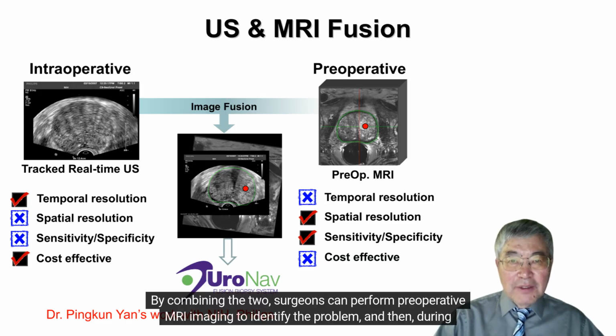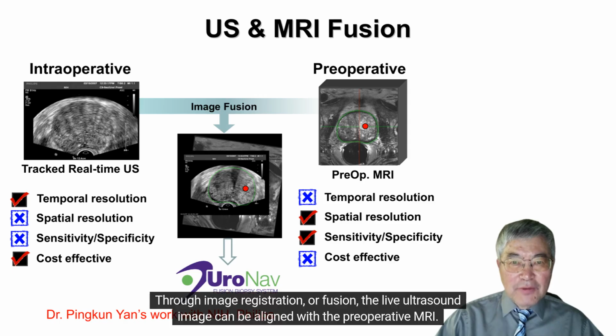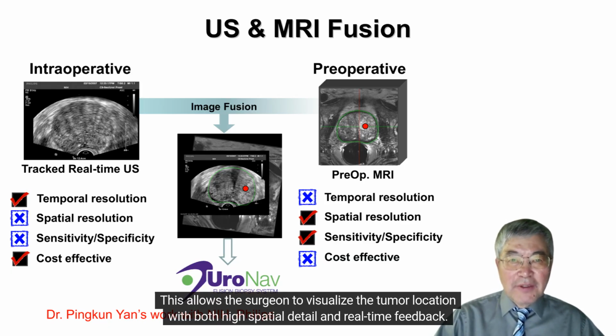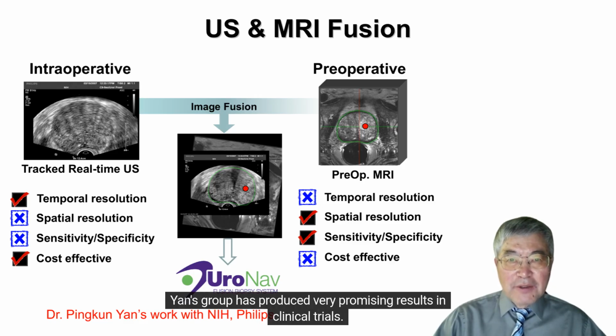By combining the two, surgeons can perform preoperative MRI imaging to identify the problem, and then during the operation use ultrasound as real-time guidance. Through image registration or fusion, the live ultrasound image can be aligned with the preoperative MRI. This allows the surgeon to visualize the tumor location with both high spatial detail and real-time feedback. The fusion system developed by Dr. Yan's group has produced very promising results in clinical trials.